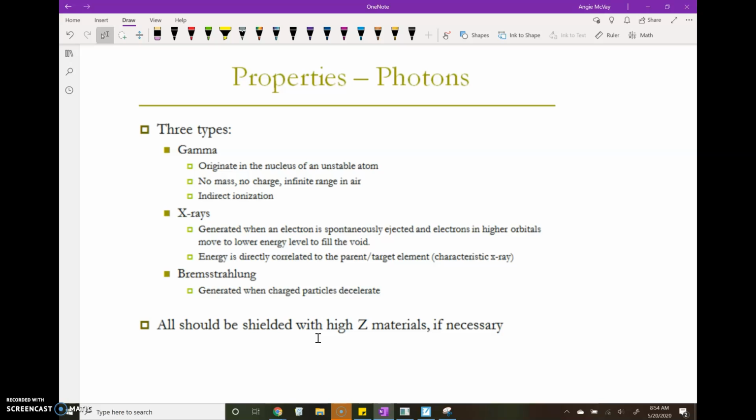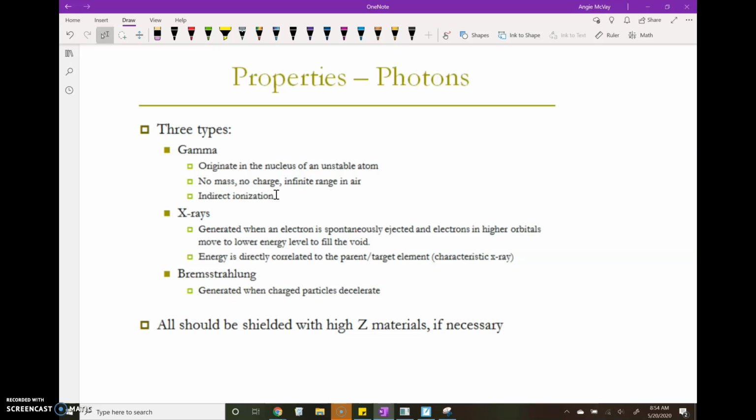And you can produce gamma rays. Generally gamma decay originates in a nucleus. Obviously, light has no mass. It has no charge. It can do whatever it wants. It can travel as far as it wants in air. And it indirectly ionizes. It's not directly interacting with elements.